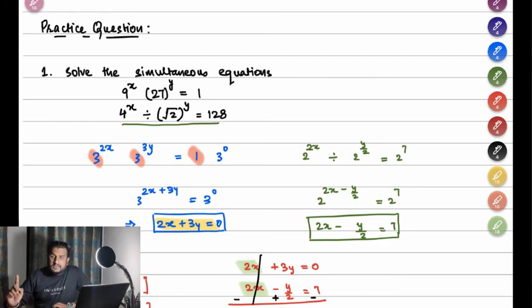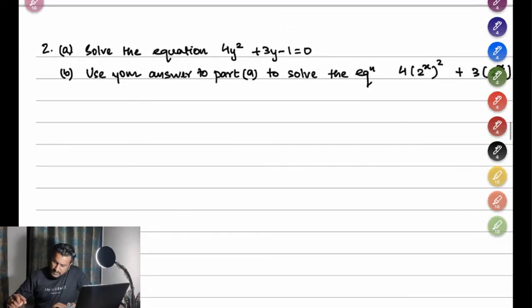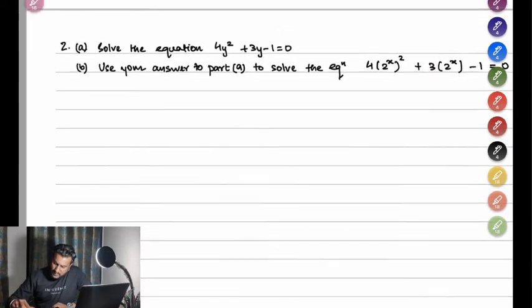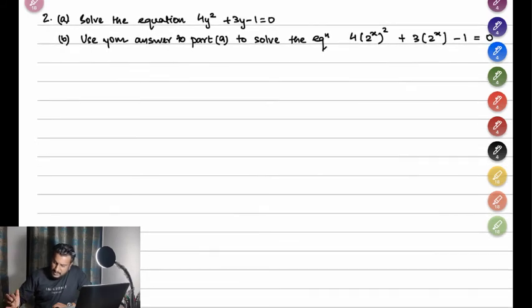involving indices simultaneously. Okay, let's do one more question. Now over here also the equation is involving indices, but this is related more to quadratic equations. At times you may get an equation which is not looking like a quadratic equation. It's kind of a pseudo quadratic equation. By some manipulation or assuming something, we can convert the given equation into a quadratic equation and solve it. Okay, for this question, let's start.